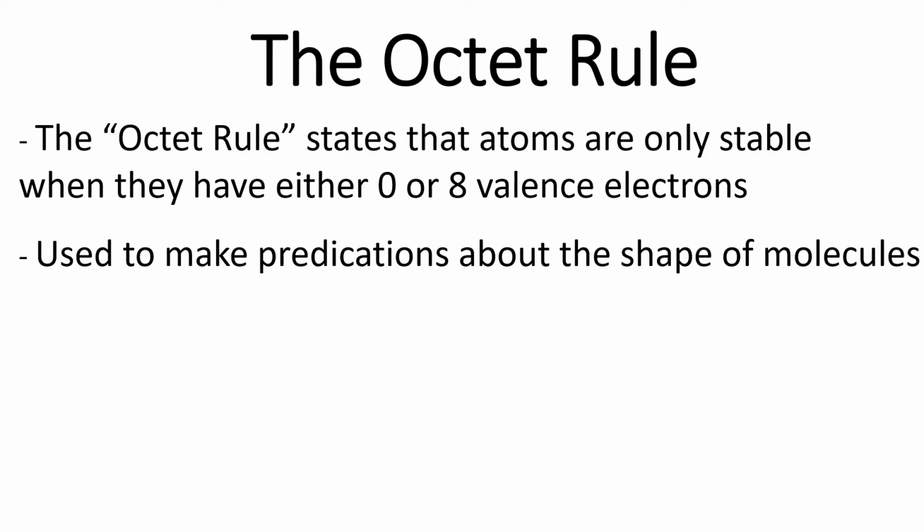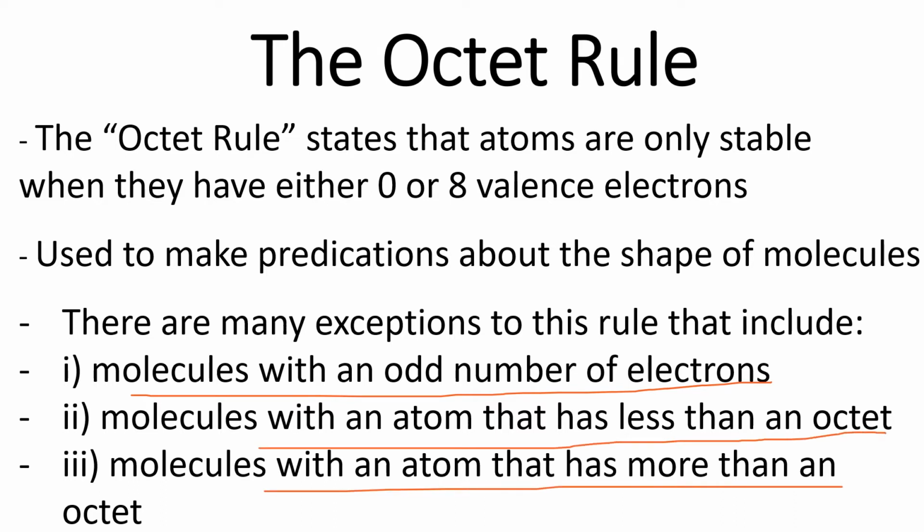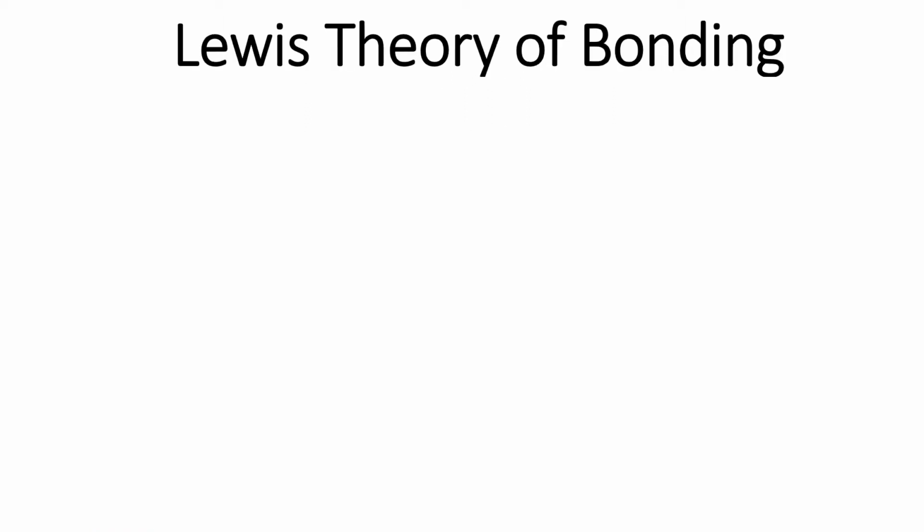Now, of course, to get 8 or 0 valence electrons, there's going to be some sharing, some gaining, or some losing. So the octet rule will help us in making predictions about the shape of molecules, and there are a few exceptions we're going to encounter. Molecules with an odd number of electrons may not follow the octet, molecules that have less than an octet, and molecules with an atom that has more than an octet. Meaning you've got more than 8 valence electrons surrounding some of these atoms. So we're going to encounter that.